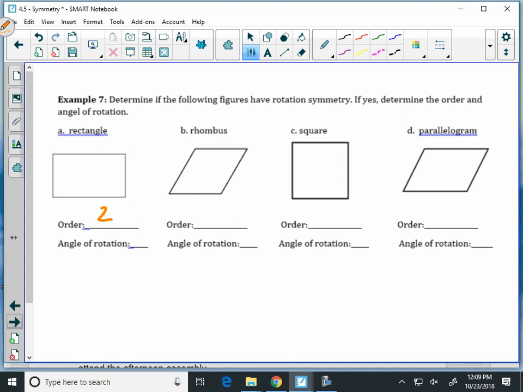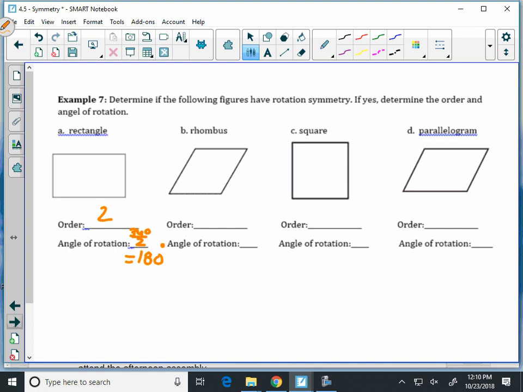Okay? To figure out the angle of rotation, what do we do? 360. Very good. 360 divided by the order. And what is 360 divided by 2? Oh my goodness. What's half of 360? 180. Thank you. So the angle of rotation for a rectangle is 180 degrees.